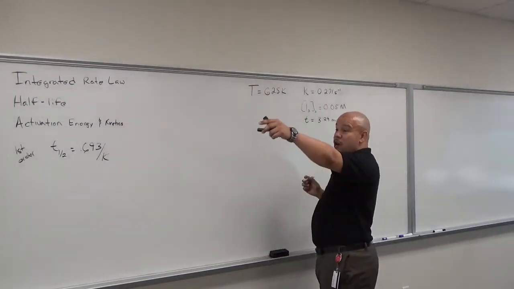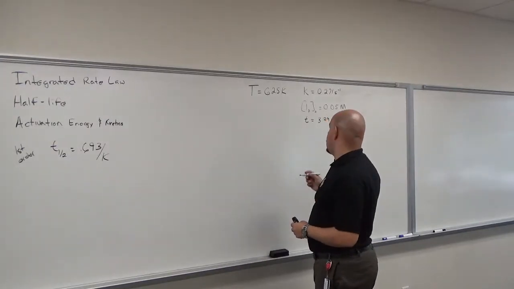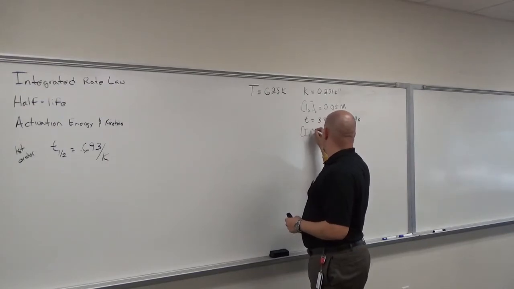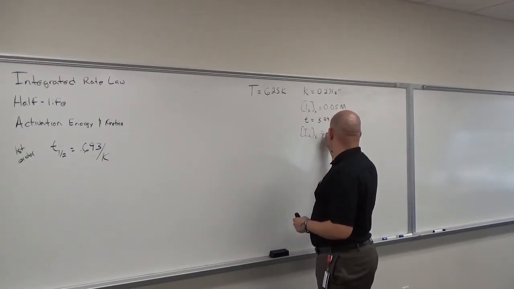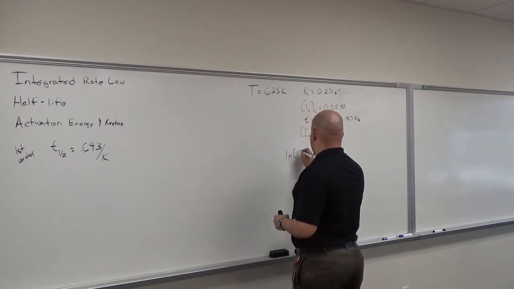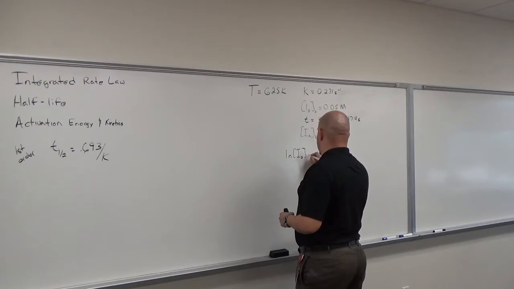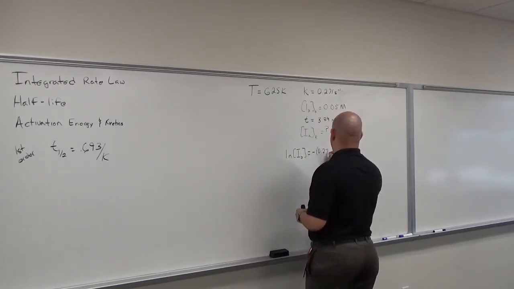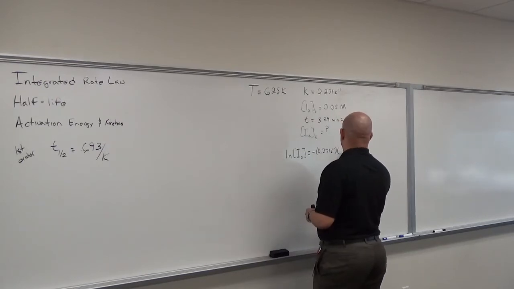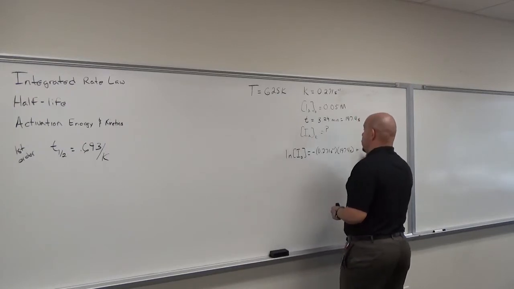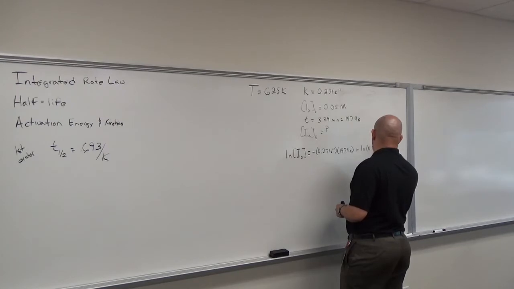So if we rearrange this equation mathematically to solve for I2 at time t, which is what we're looking for, then we see that we have ln of I2 equal to negative K, 0.271 seconds to the negative 1, times T, 197.4 seconds, plus natural log of 0.05 mole.